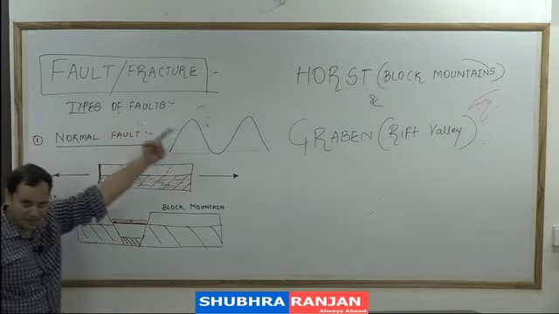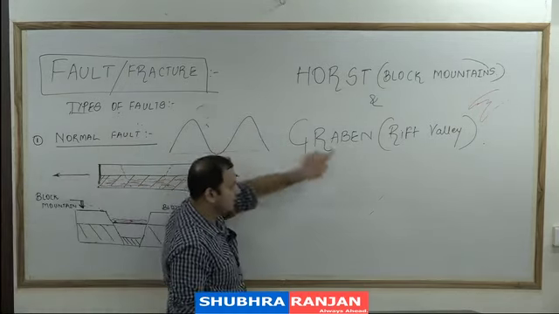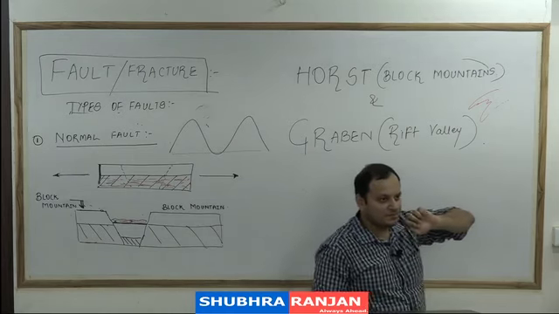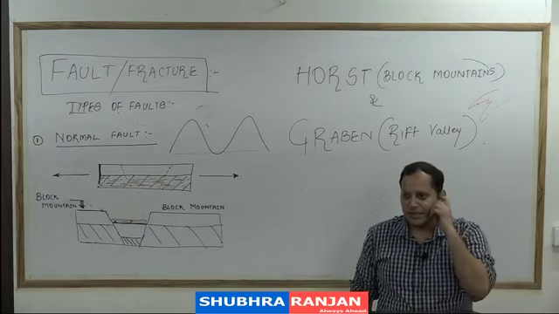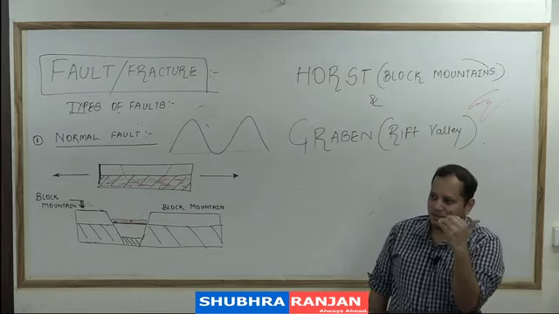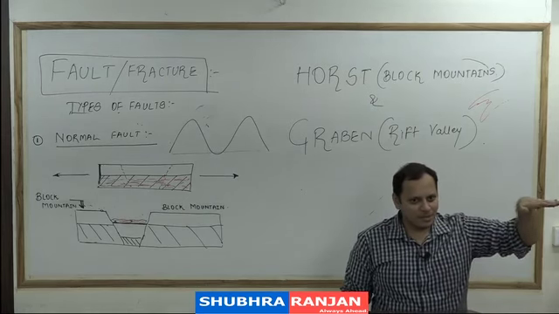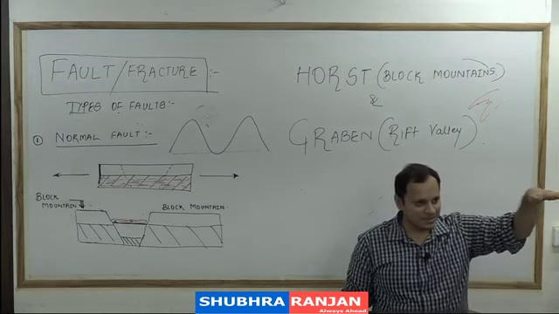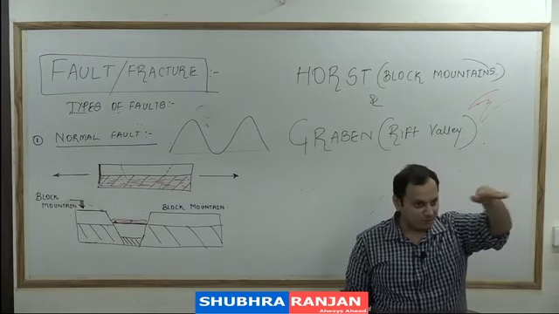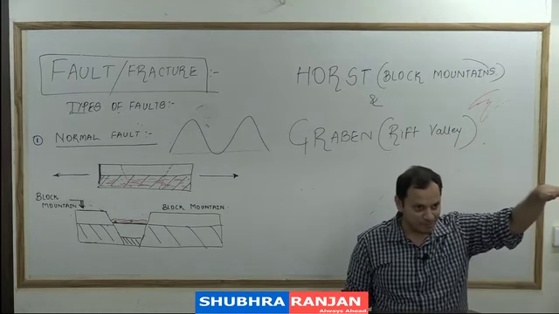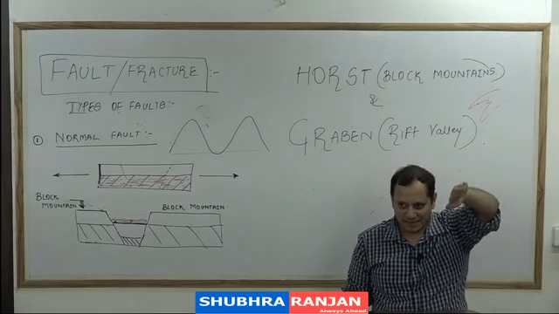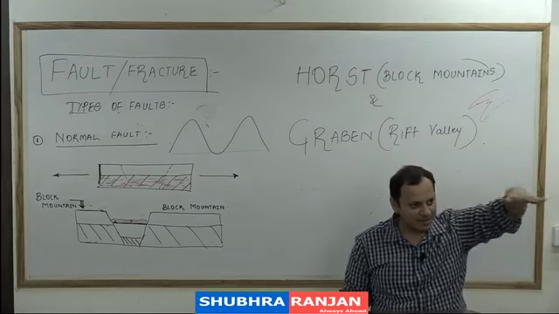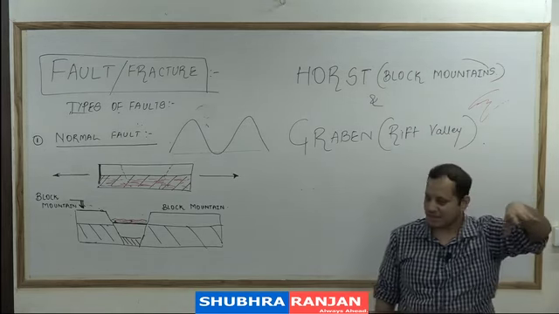You will have to remember these words: horst and graben. Horst means block mountain. So can I say block mountain can come in the exam as a tabletop mountain? Remember, it is also a tabletop mountain. More or less it is a flat mountain, because the other mountains are anticline and syncline. This is flat, more or less flat.